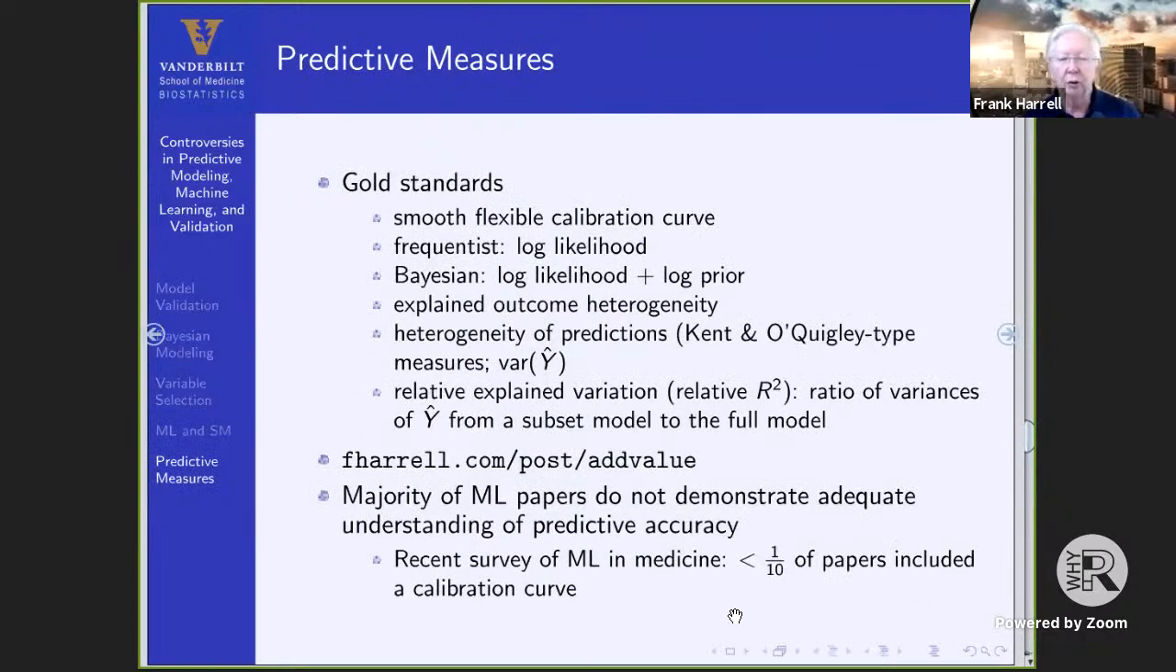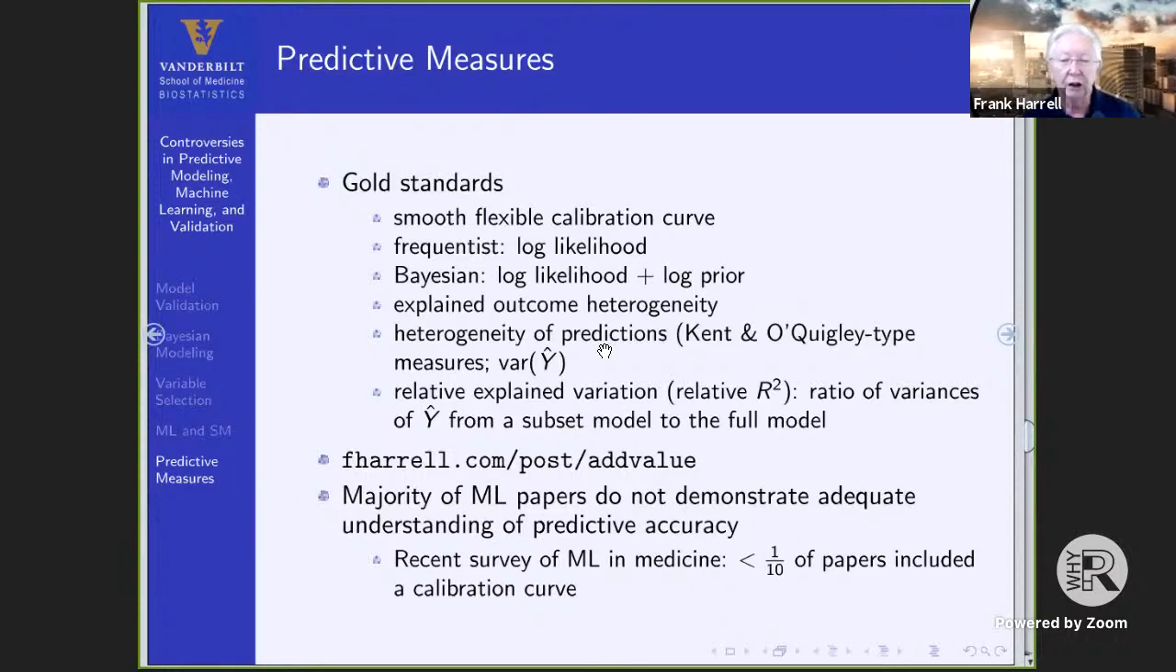Another thing that's important is selecting measures of predictive accuracy. And so what are the gold standards of predictive accuracy? There's many gold standards, and unfortunately, the gold standards, which have been around a long time, are not the ones people are using. So one of the gold standards is a smooth, flexible calibration curve. And in the frequentist world, a gold standard is the log likelihood that you can achieve with the model. In the Bayesian world, that would be the log likelihood plus the log of the prior. And another measure that's very general and has great statistical properties is measures of explained outcome heterogeneity.